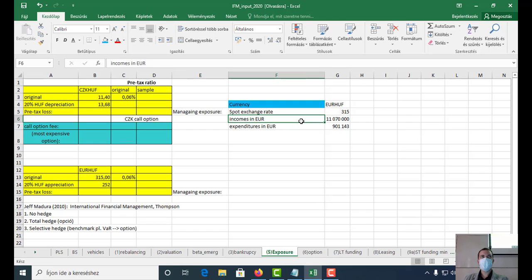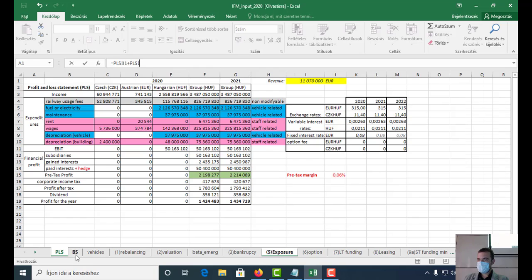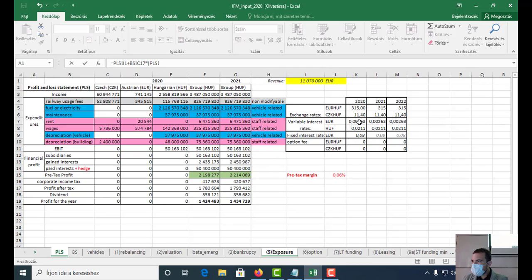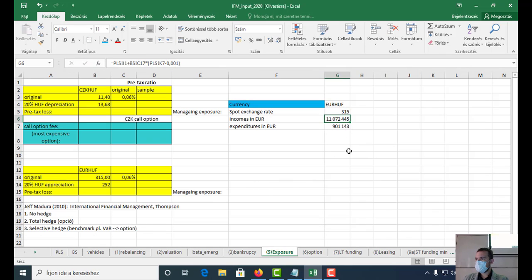And also in incomes we had the bank deposit. So this is not completely correct because still, the bank deposit is here. So sorry, multiplied by this really small interest rate, minus even 0.1, something like this.